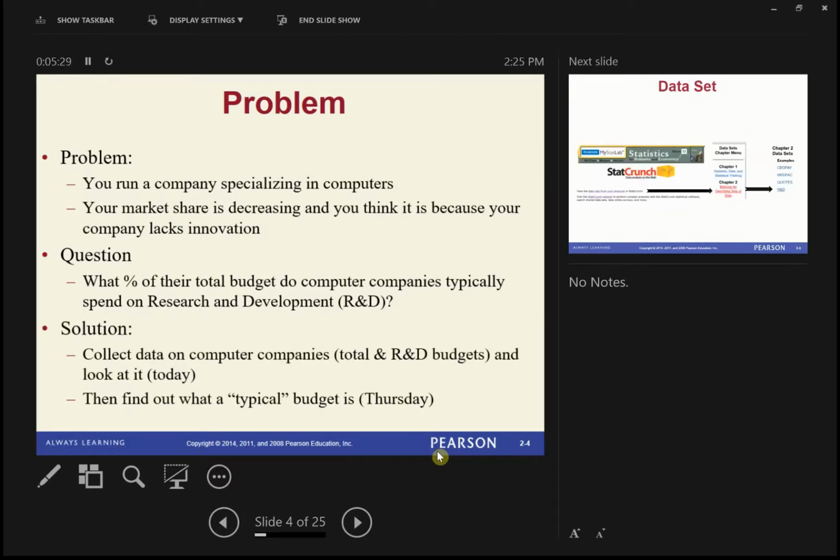So what we're going to do is we're going to look at the percentage of the total budget that 50 computer companies spend on R&D, and then we're going to want to figure out what is a typical R&D expenditure. Okay, we're going to do this today. So we're going to look at the data today, and then on Thursday we're going to try to figure out what does it mean to talk about a typical value from a data set.